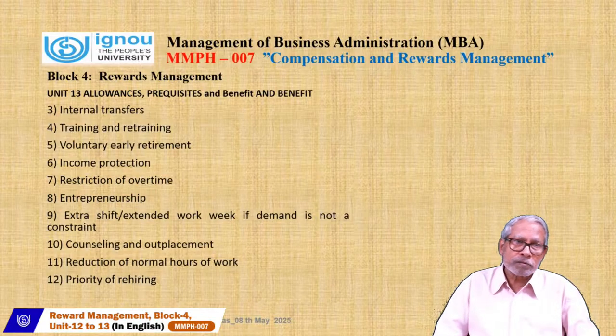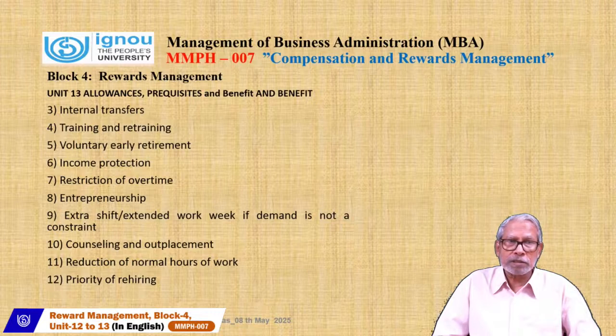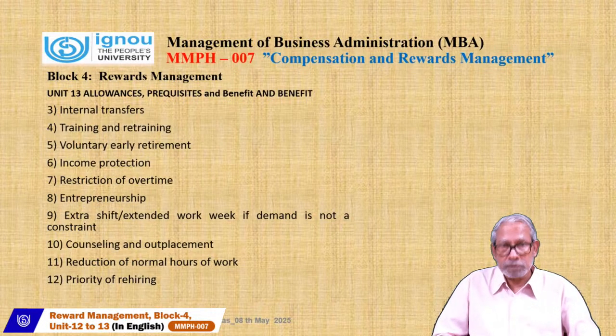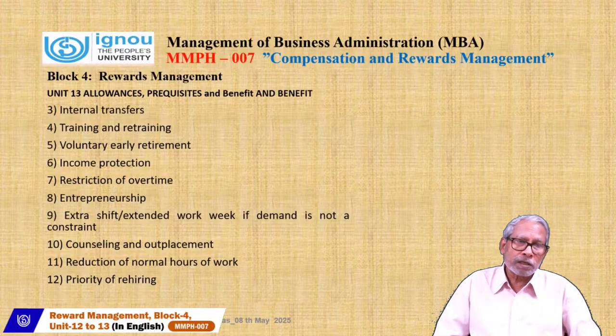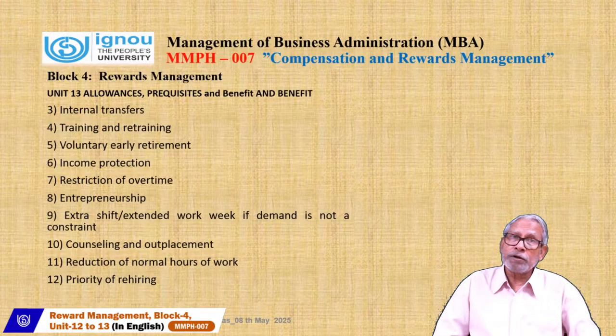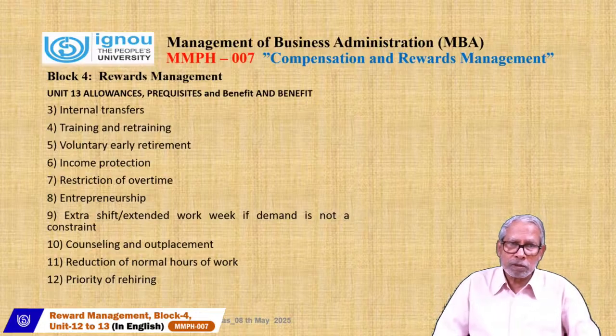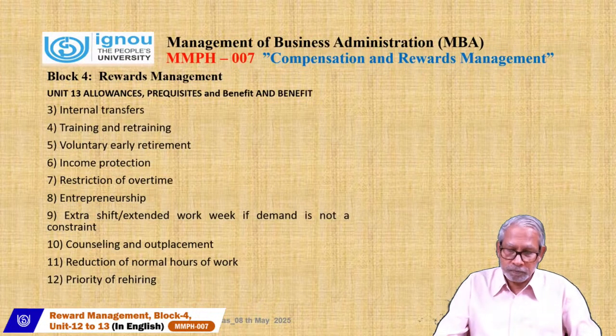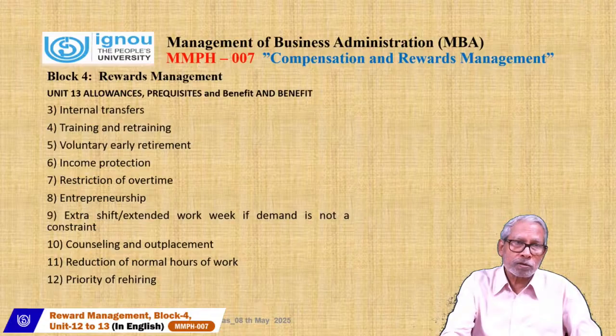Training and retraining, voluntary early retirement, income protection, restriction of overtime, entrepreneurship, extra shifts, extended work, then counseling and outplacement, reduction of normal hours, then priority of hiring. These are all some of the areas we have to look after, some of the measures.